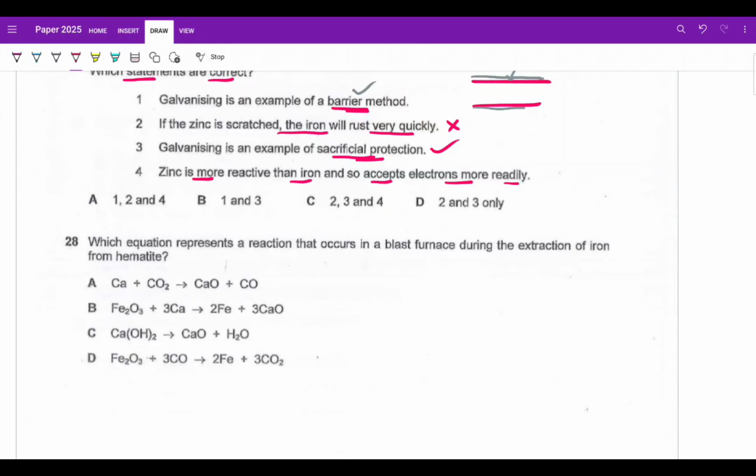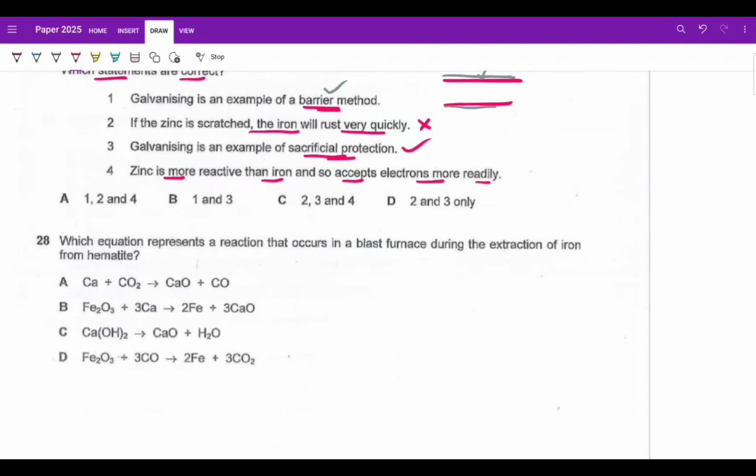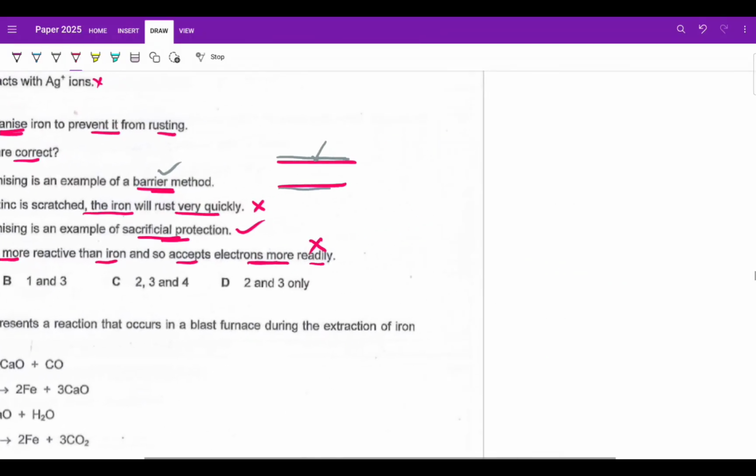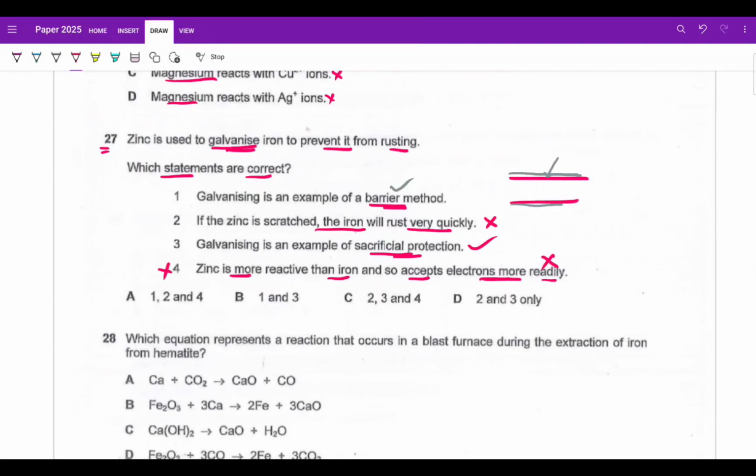This is also correct. Zinc is more reactive than iron. Therefore, it does not accept electrons more readily. No. Zinc is more reactive than iron, so it should lose electrons more readily. Therefore, option 4 is wrong. Second is also wrong.